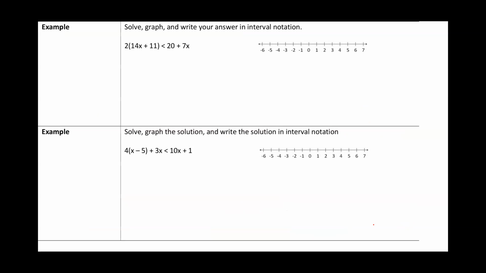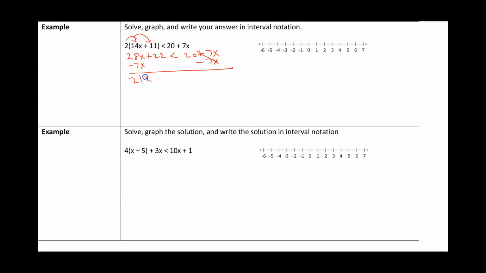Let's do another example. In this inequality, we will first have to distribute the 2. So 2 times 14x, that's 28x. 2 times 11, that's 22. That is less than 20 plus 7x. Remember that the variables will always have to move to the left side in any inequality. So we move the 7x to the left by subtracting 7x.